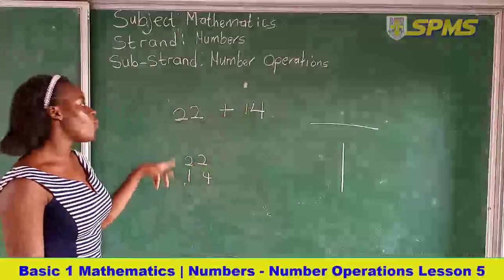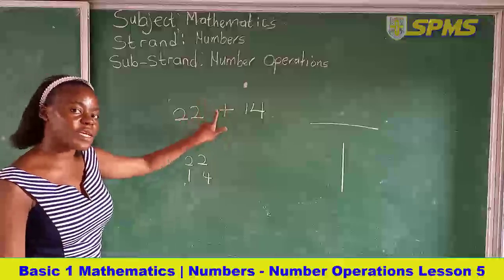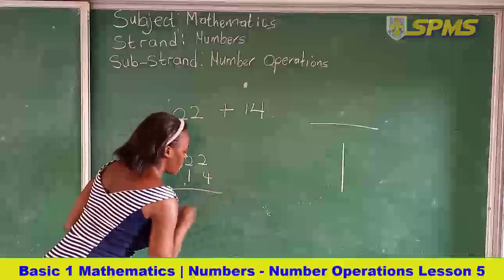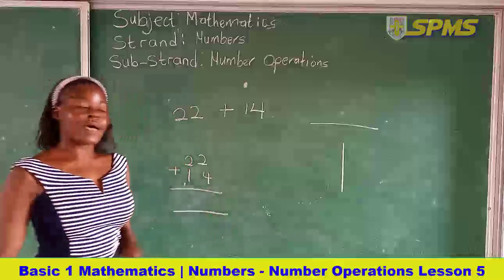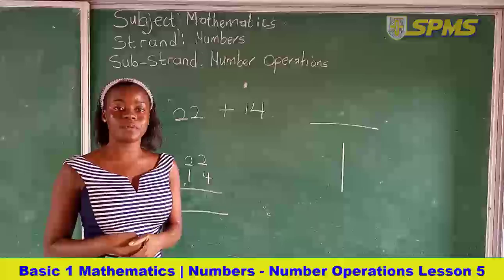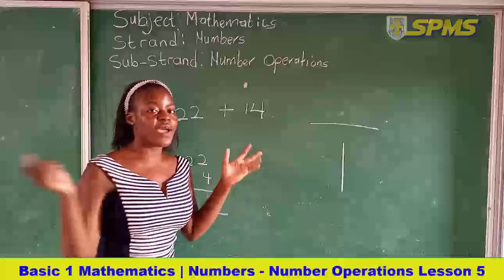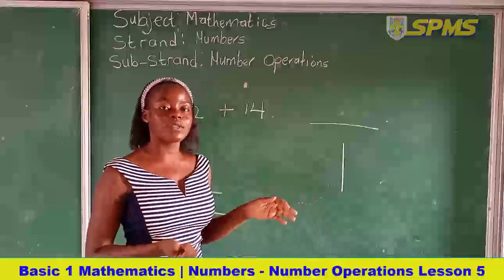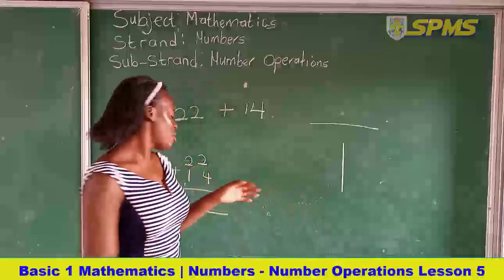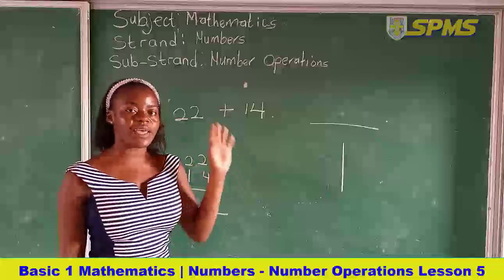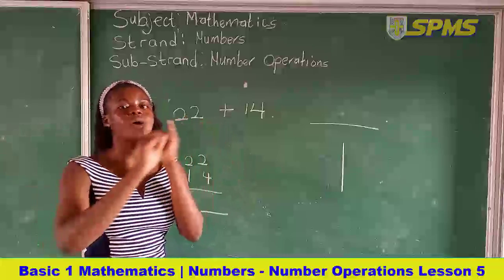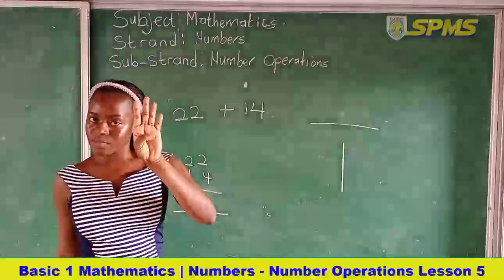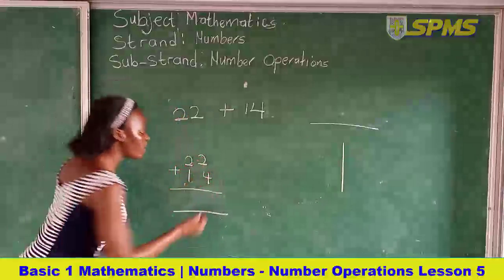Then you bring your operation sign. Don't forget it. Now 2 plus 4 will give us what? Let's do the counting. We have our 2 there already. We are going to use counting relating to addition. Let's count 4 times. So 2, 3, 4, 5, 6. So 2 plus 4 will give us 6.